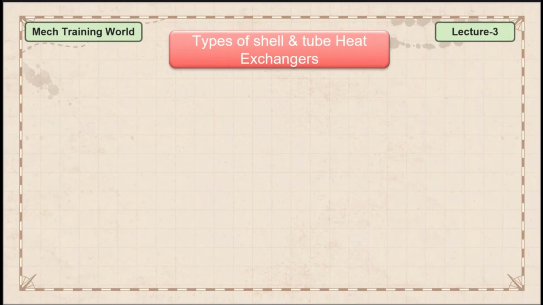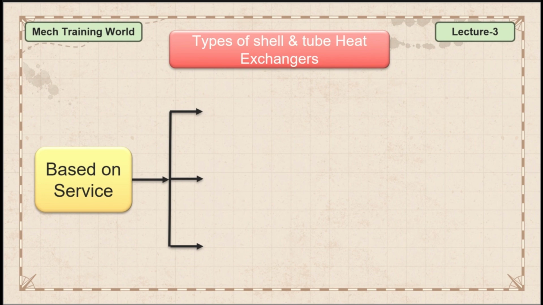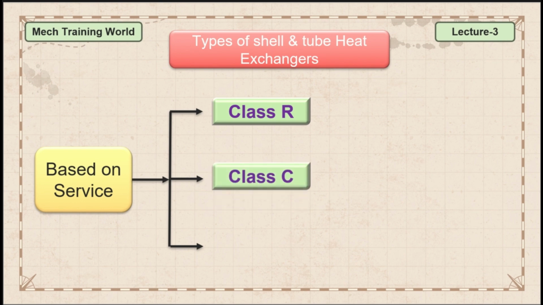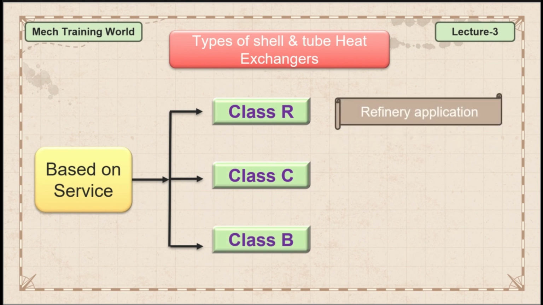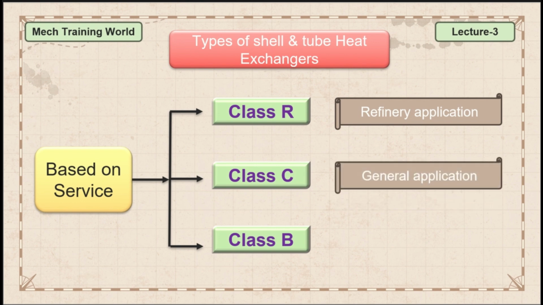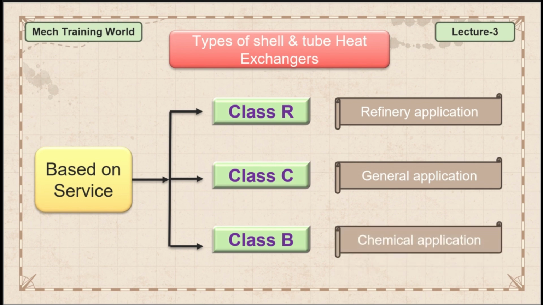And next one is based on the services. Based on the services also, shell and tube heat exchangers are divided into three types, that is class R, class C, and class B. Class R is for refinery applications, class C is for general applications, and class B is for chemical applications. If you are designing your heat exchanger for refinery applications, you need to follow class R. If for general applications, you need to follow class C. And if for chemical applications, you need to follow class B. I hope you understand these types of shell and tube heat exchangers. So let's discuss in detail.